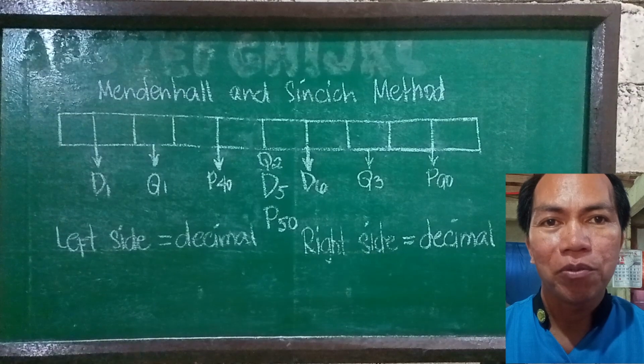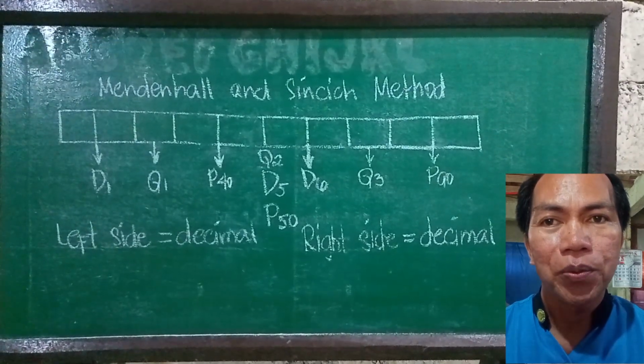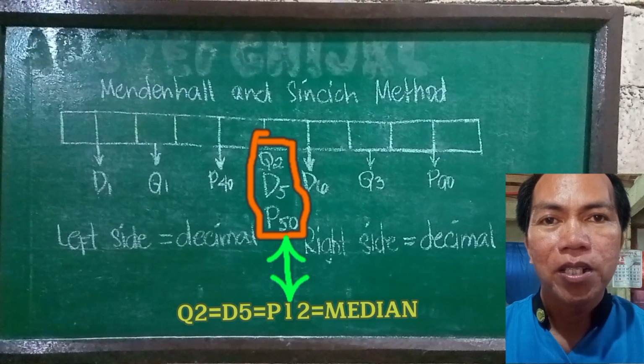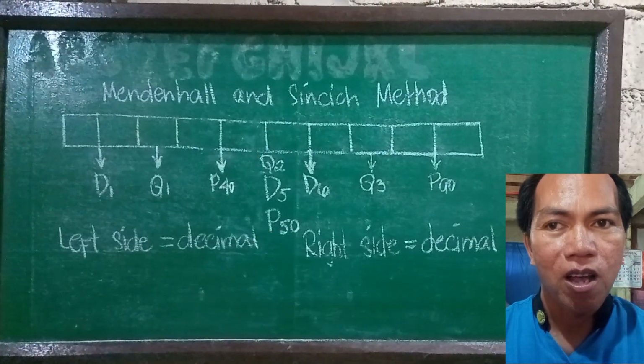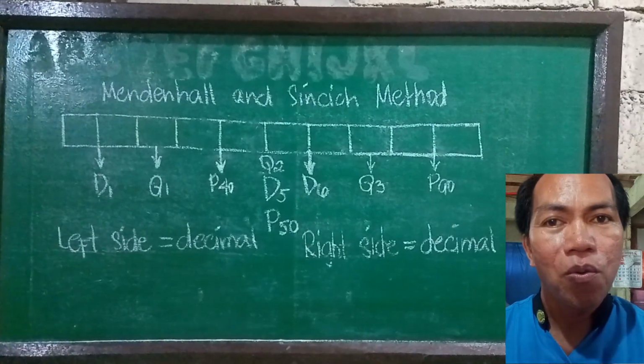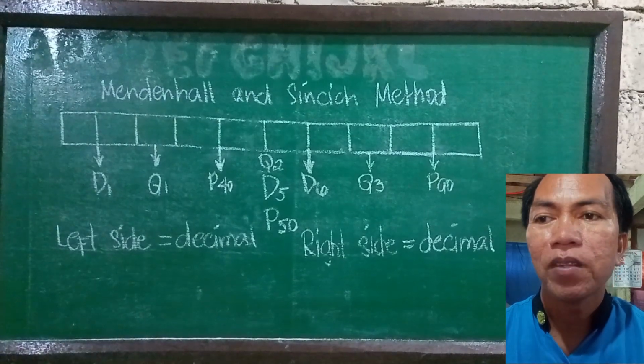To solve for the measure of possession for n-group data using Mendenhall and Sincich method, we need to follow the following rules. Like what I've said earlier, quartile 2, decile 5, and percentile 50 are all equal to each other because these scores are located at the middle of the distribution.